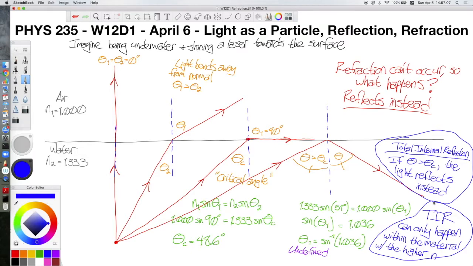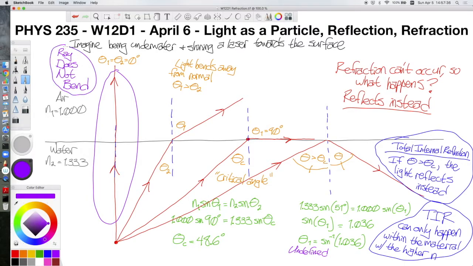Now I want to explore total internal reflection a little bit and some of the ways in which we use it. But before we get there, I want to talk about a couple of interesting phenomena. One of them is directing your attention back to this first ray I drew here. Notice that this ray did not bend.